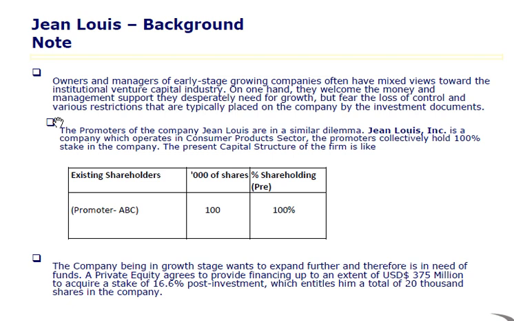So the promoter of the company, Jean Lewis, is in a similar dilemma. Jean Lewis Inc. is a company which operates in the consumer product sector, and the promoter collectively holds a 100% stake in the company. The present capital structure of the firm is: promoter is ABC, holds 100,000 shares, and the percentage shareholding is 100%. The company, being in the growth stage, wants to expand further and therefore needs funds. A private equity firm agreed to provide finance up to USD 375 million to acquire a stake of 16.6% post investment, which entitles it to a total of 20% or 20,000 shares in the company.